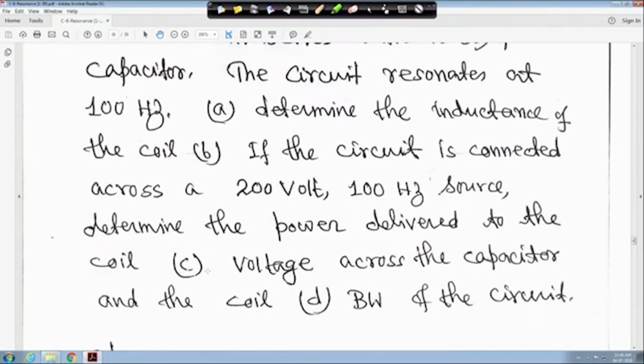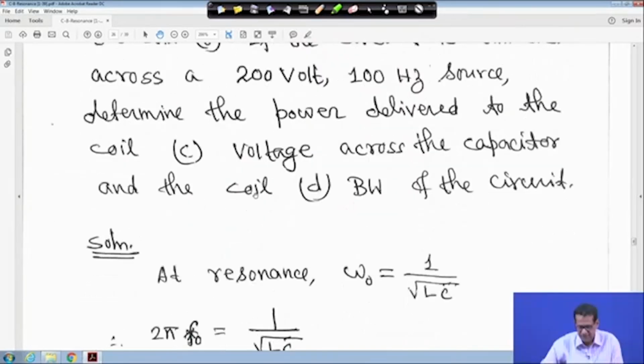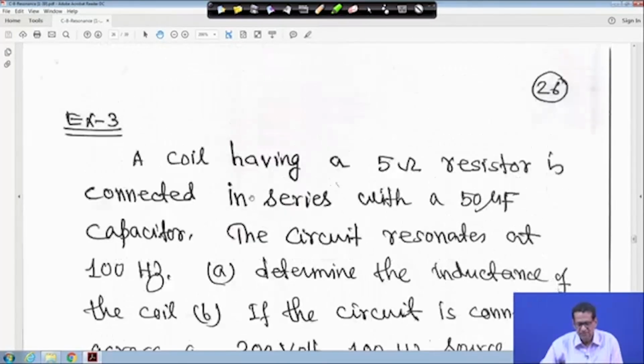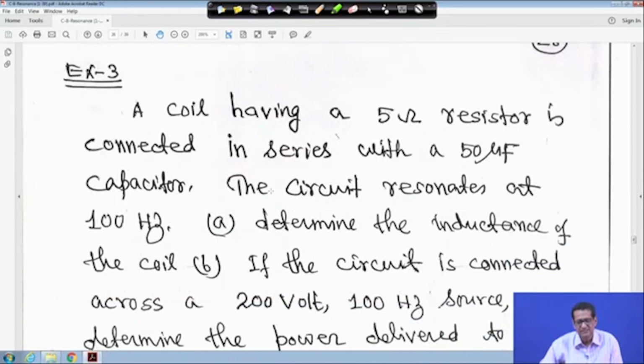And now C, the last but one: voltage across the capacitor and the coil. And D is the bandwidth of the circuit. This is the thing you have to find. When you watch this video lecture, first you note it down, right? Then you solve the problem. The circuit you can draw on your own, it is very simple.